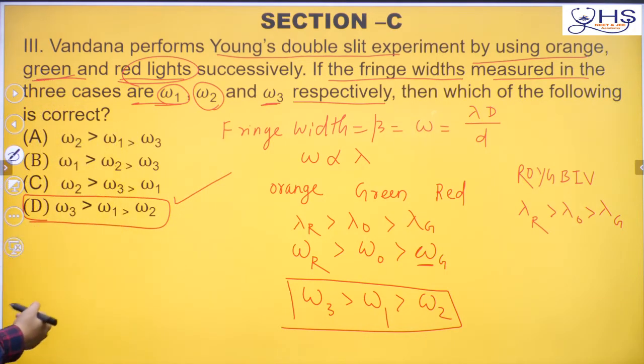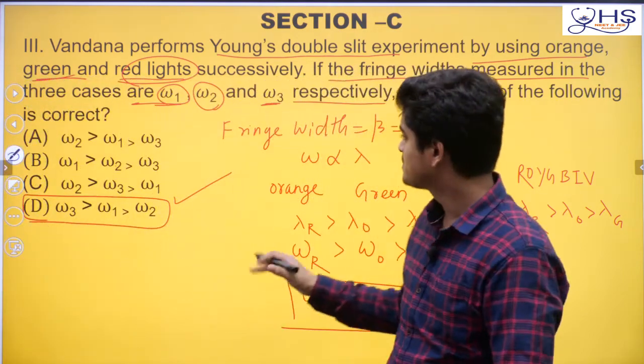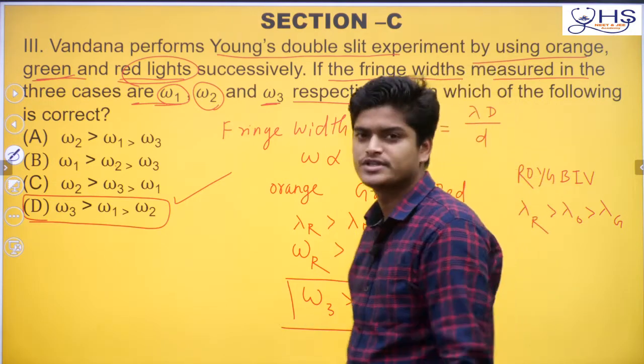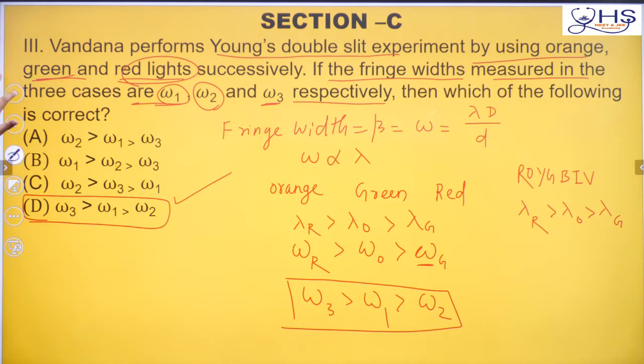These other options are incorrect. Okay, so option D will be correct. So this is the idea, remember, a very simple question, just remember fringe width, then you can do it correctly. I think a maximum of students have answered this correctly. Now I will go to the next question.